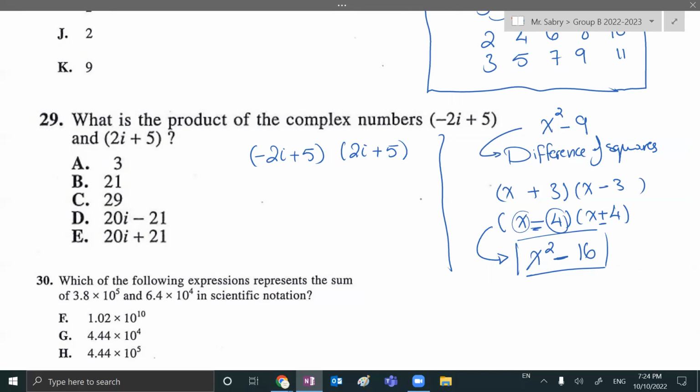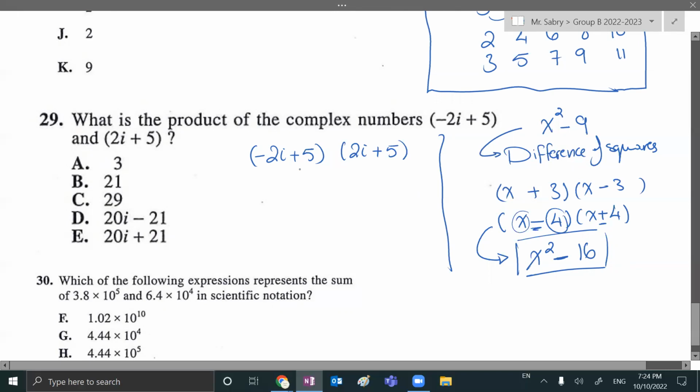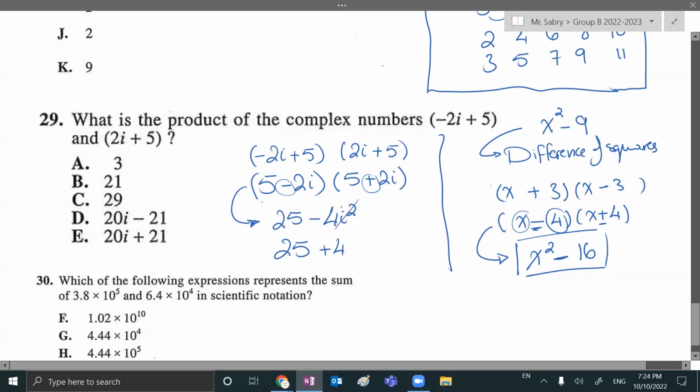Now, if you think about it this way, these two are considered a difference of squares, because if you wrote them this way, 5 minus 2i, and the other one is 5 plus 2i, they're the same exact brackets. One of them is subtracted and the other one is added. In order for me to multiply them, I'll just put the first one squared, and then the second one squared, and a minus sign in between. So that would become 25 plus 4, because I'll have to cross out the i squared and substitute negative 1. 25 plus 4 is 29. The answer is C.